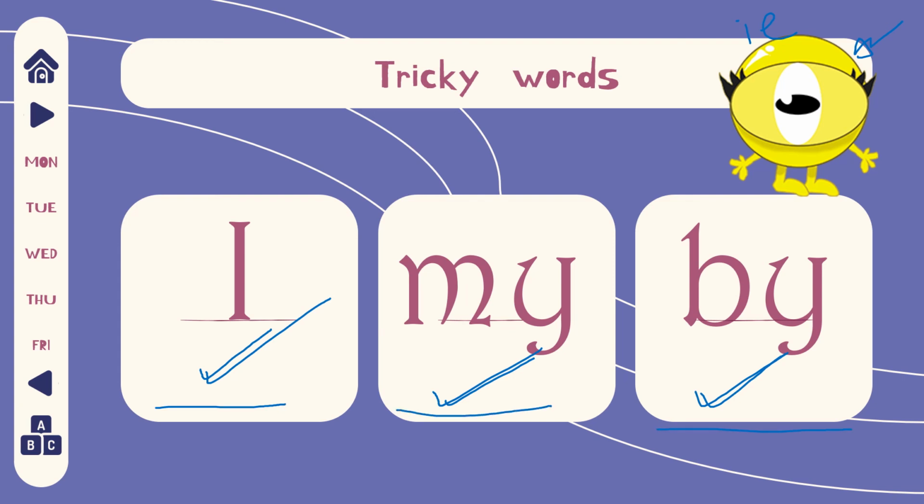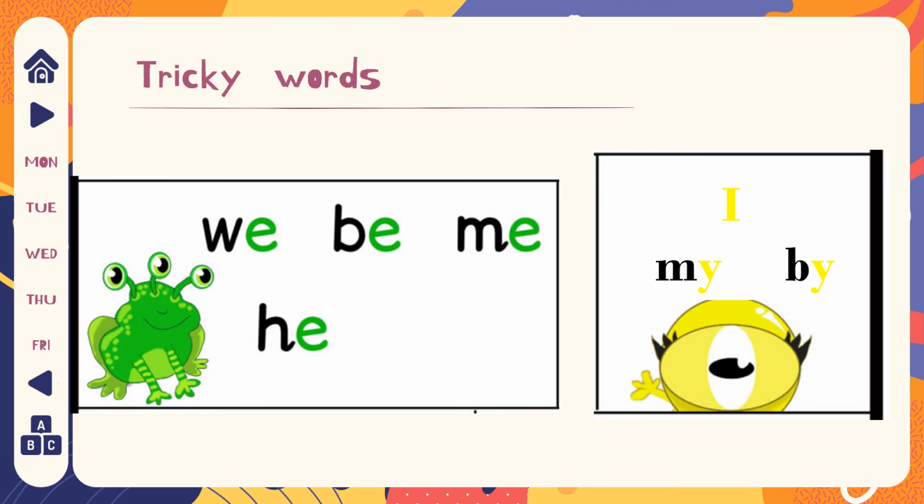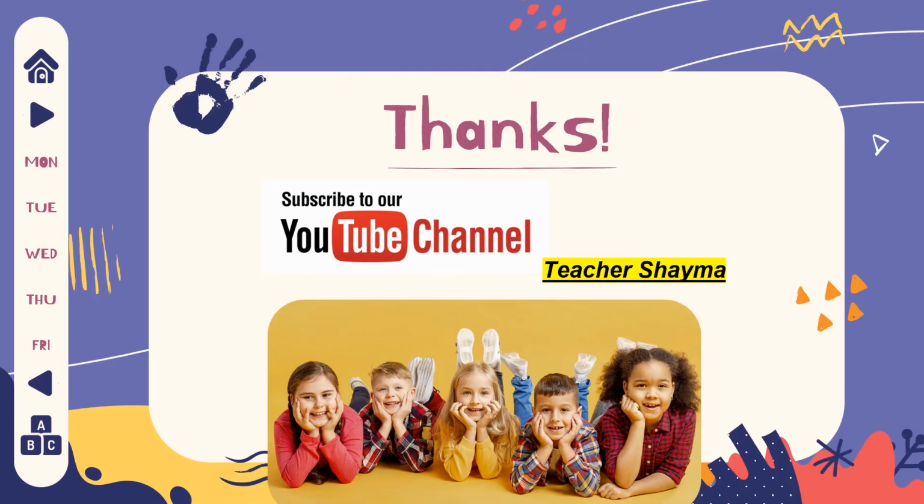Excellent, grade 1. Bravo. So, grade 1, let's revise the tricky words we have learned till now. The first group with the green monster: we, be, me, and he. And the second group of today with the yellow monster: I, my, by. That's all for today.